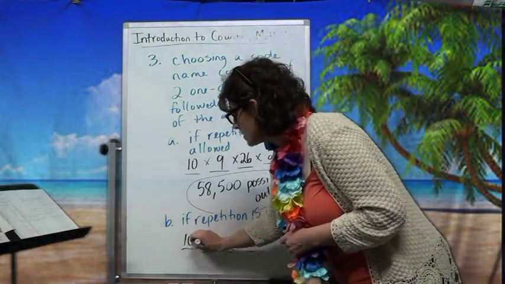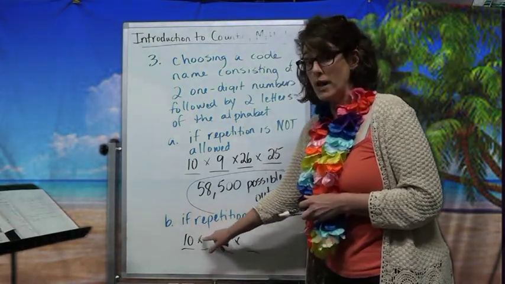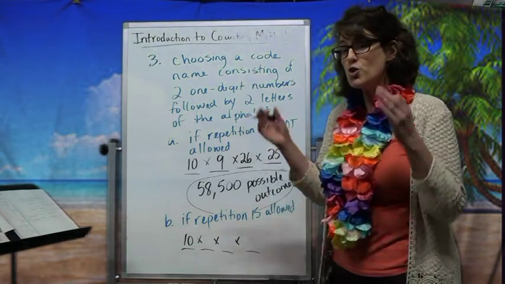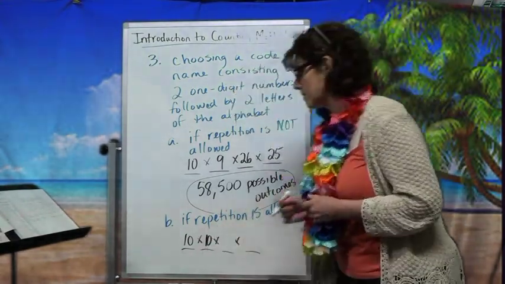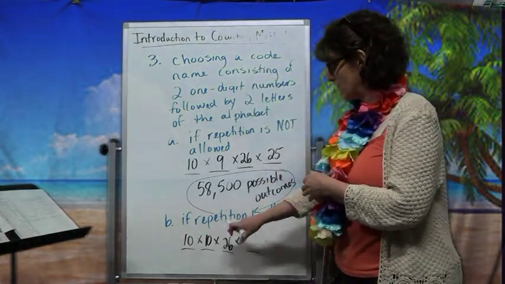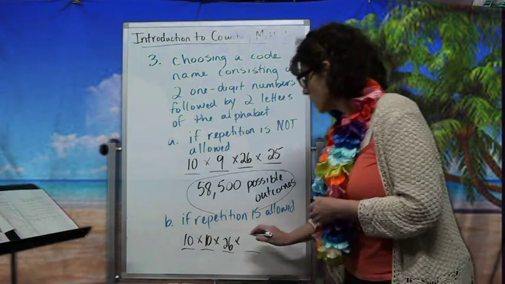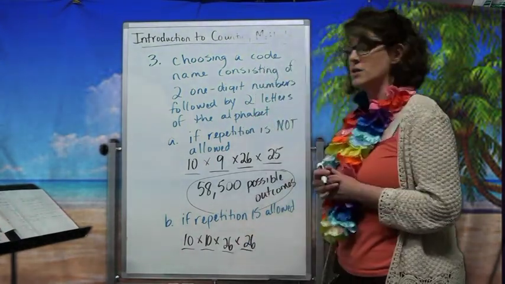I've got 10 options. But if repetition is allowed and I put a 2 in there, that means I can repeat the 2. I can do it again. So I've not restricted my options. I'm back to 10 choices again. And now letters of the alphabet, 26. But if repetition is allowed, then if I choose a D, I can do a D again here. I've not shrunk my options. And I still have 26 options there.